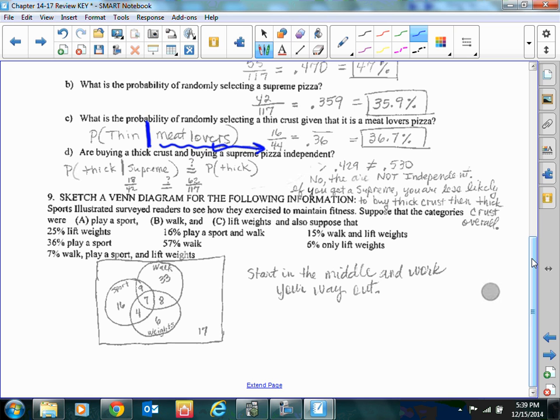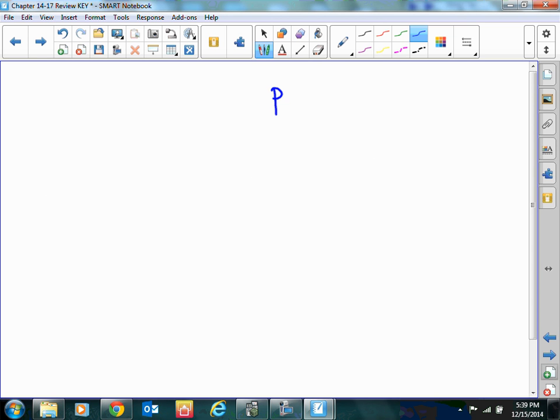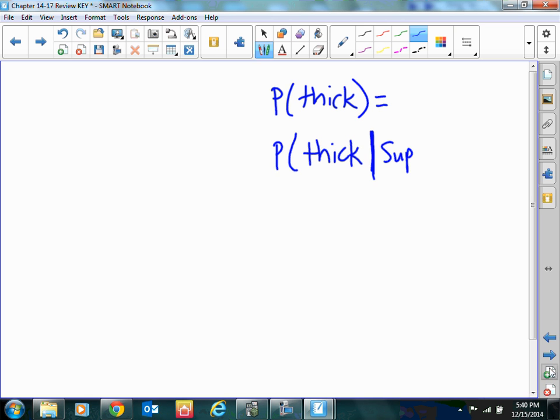Now the next part is again that test for independence. You have to know how to do this. So I'm going to show you very clearly that first find an overall. So I'm going to pick one of them and I'm going to say the probability of thick, and then I need to go the probability of thick and then put a given that. Given that it was supreme. So did this change? The fact that it's supreme, did it change these probabilities?